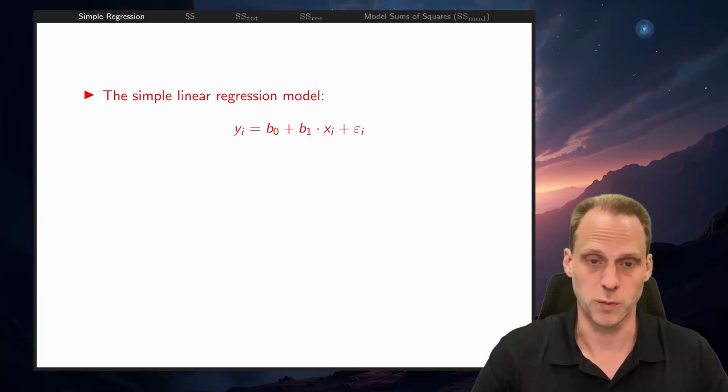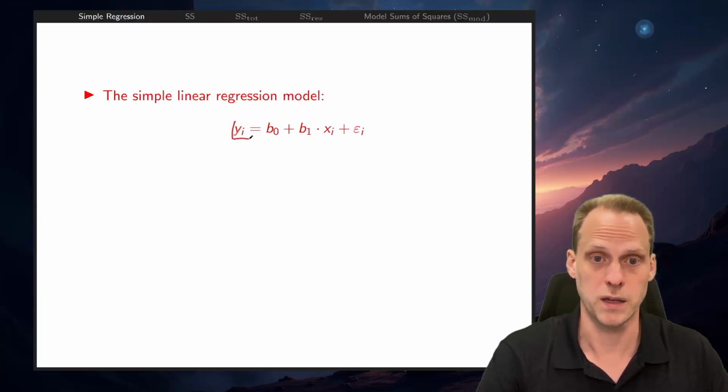In this video, I'll give a brief introduction to simple linear regression. That means if you have one dependent variable or outcome variable and one independent variable or predictor, both being continuous, although we'll see later that we can also have predictors that are not continuous. A simple linear regression model takes this form.